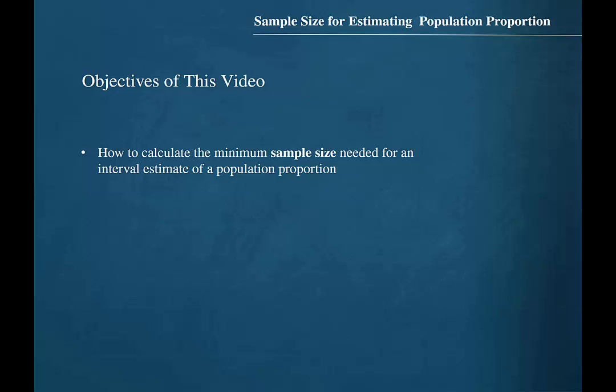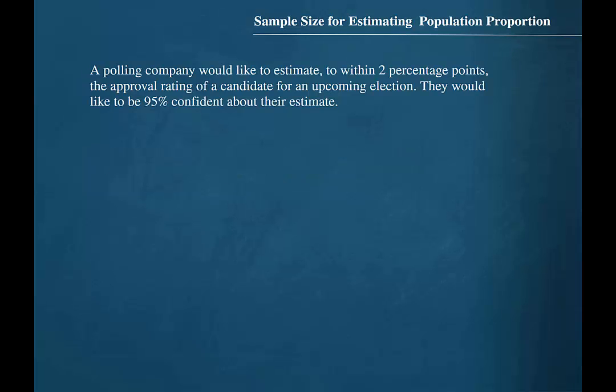The objectives for this video are to learn how to calculate the minimum sample size needed for an interval estimate of a population proportion. A polling company would like to estimate to within 2 percentage points the approval rating of a candidate for an upcoming election. They would like to be 95% confident about their estimate.